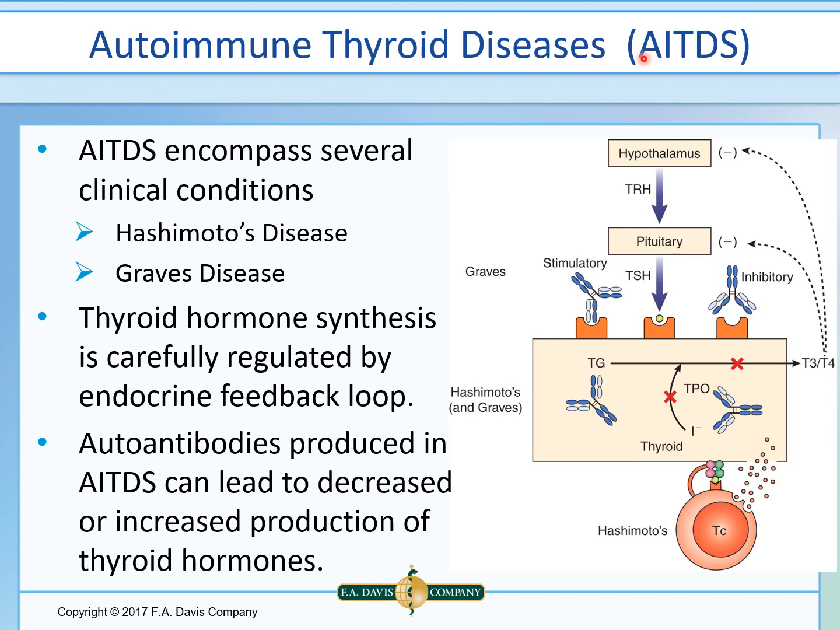So the autoimmune thyroid diseases encompass several clinical conditions, two of them being more well-known: Hashimoto's disease and Graves' disease. In Graves' disease, autoantibodies to TSH increase thyroid hormone synthesis by bypassing that thyroid axis. In Hashimoto's disease, autoantibodies to TG and TPO lead to decreased thyroid hormone synthesis. Cytotoxic T cells can also damage the thyroid gland.